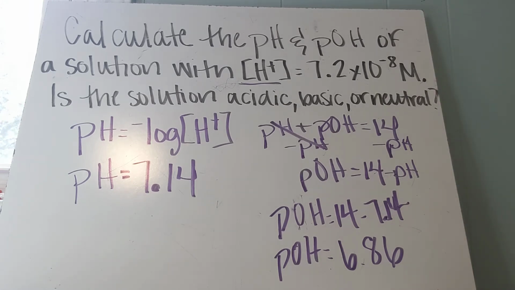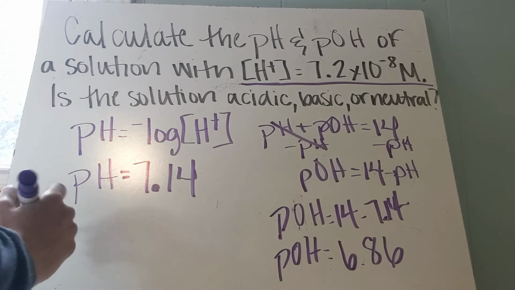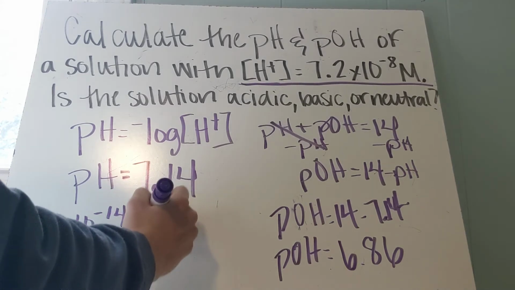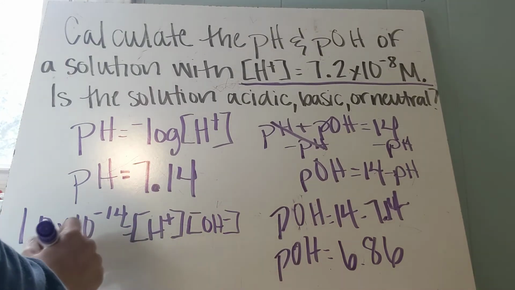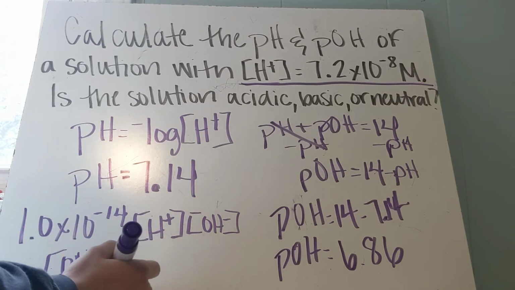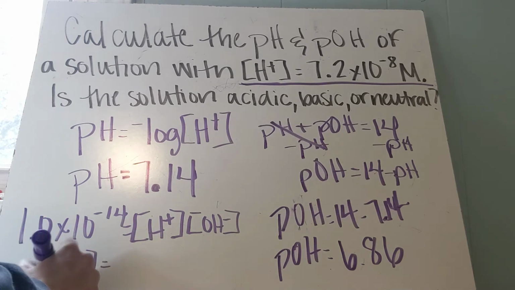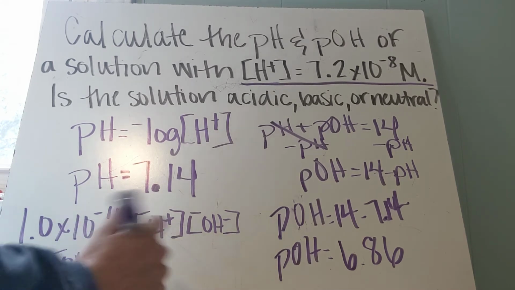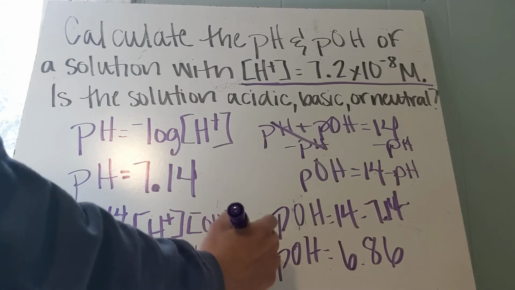Could you have done it another way? Certainly. So what other way could you have gone about doing this? Well, we were given the H plus ion concentration. So you could have used 1.0 times 10 to the negative 14th is equal to H plus times OH minus to solve and get the OH minus. Then use the OH minus value and plug that into the formula pOH equals negative log of the OH minus.